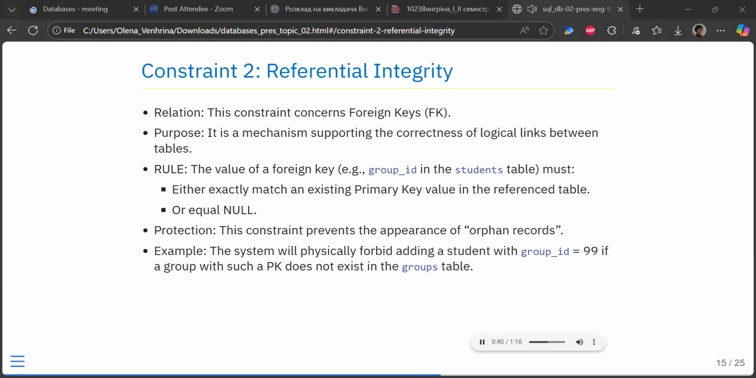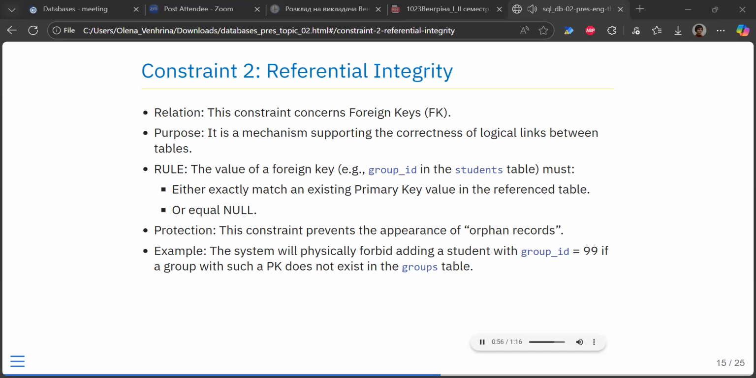The second condition is null. We can leave group ID empty, null, if our business logic allows it. For example, a student submitted documents to the university, but has not yet been enrolled in a specific group. This is a valid state.